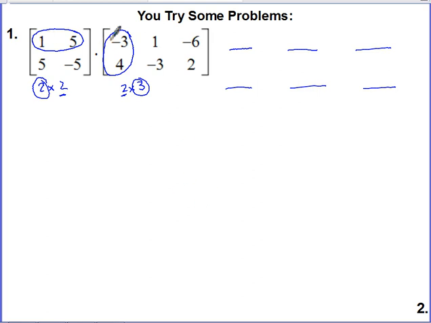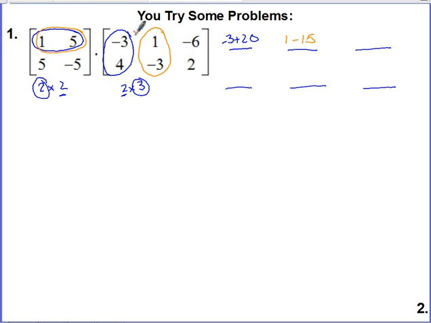So 1 times negative 3 gives me negative 3. 5 times 4 gives me 20. So I'm multiplying row by column. Okay, then I'm going to repeat that process for the rest of the columns. So I'm going to do row 1 times column 2. So 1 times 1 is 1, and 5 times negative 3 is negative 15.